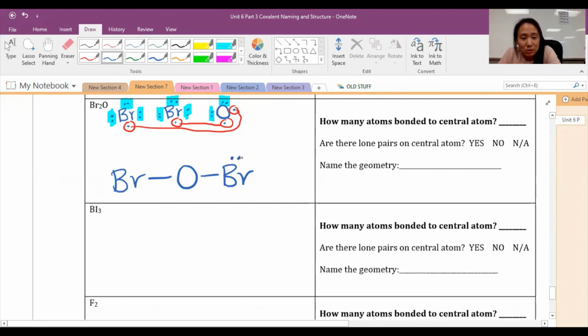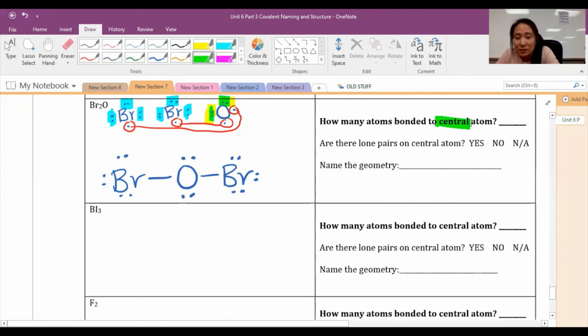So bromine had 1, 2, 3, 4, 5, 6, and this other bromine also had 6. But oxygen also had some, right? It has some here and here, so you have to include them. I have 4, so I do 1, 2, 3, 4. So now you answer the question.